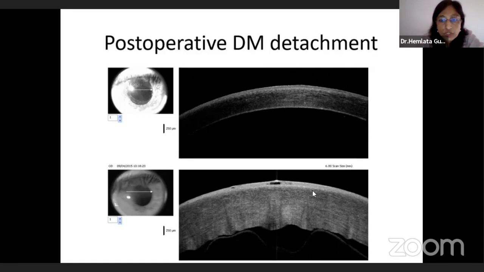For example, in this patient, in the bottom picture, you can see that there is a large DM detachment with significant corneal edema. As this patient was picked up on day 1 only, we just injected air in the anterior chamber, and next day the patient had a clear cornea with reattachment of the Descemet membrane.